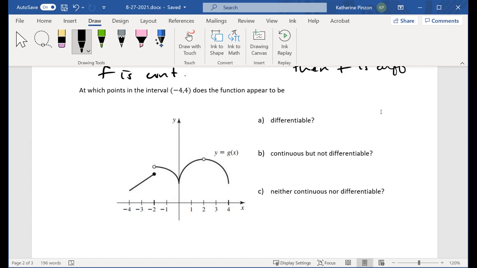-2, there's a jump discontinuity there, yeah, and 2 has what kind of discontinuity? A removable discontinuity. So this is not continuous or differentiable at x equals -2, jump, and x equals +2, removable.